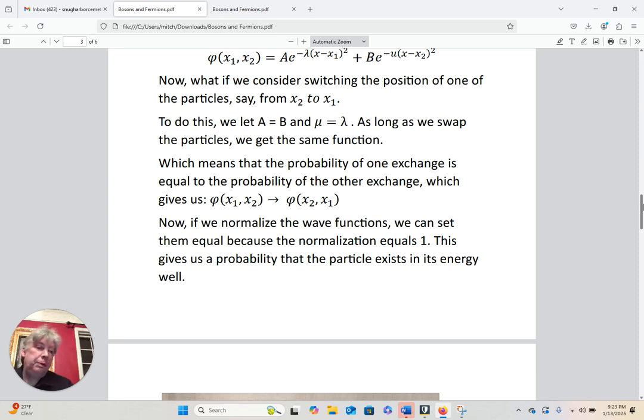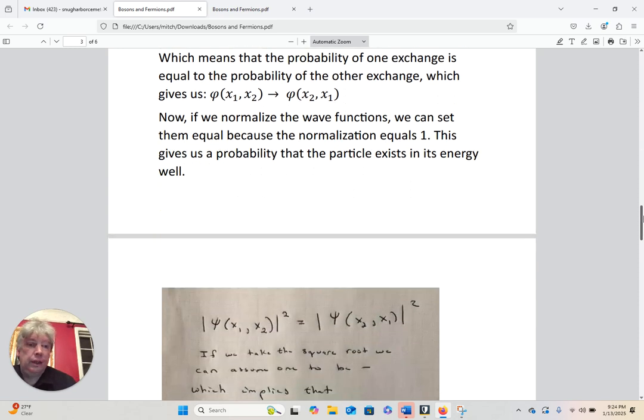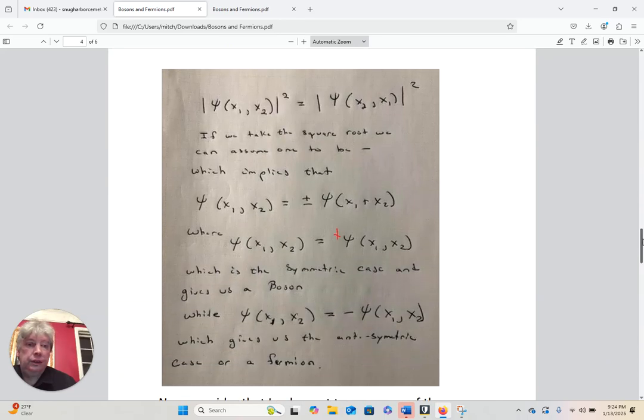But with bosons, we can do those things. So this is kind of where we're going with this, conceptually. Now if we normalize the wave function, we can set these two wave equations equal to each other. We do this because we know that the normalization is equal to 1, and we know that's the square. So we end up getting this situation here.